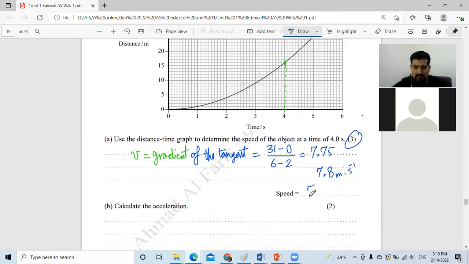Part B, you don't know the Mach scheme, of course. No one knows the Mach scheme, okay? Part B, calculate the acceleration.